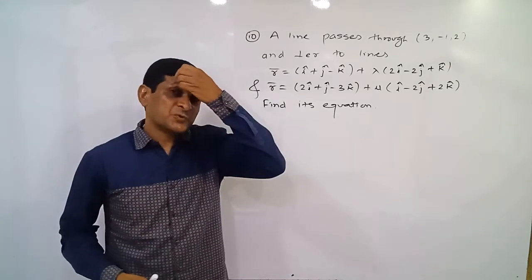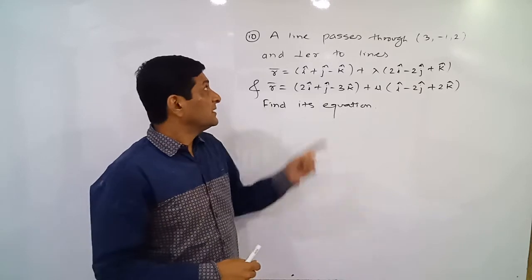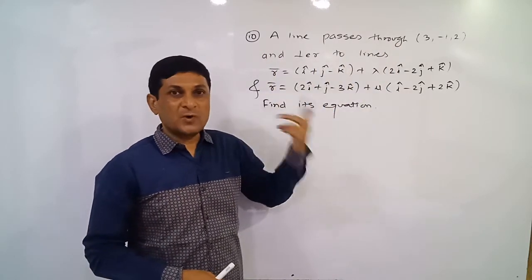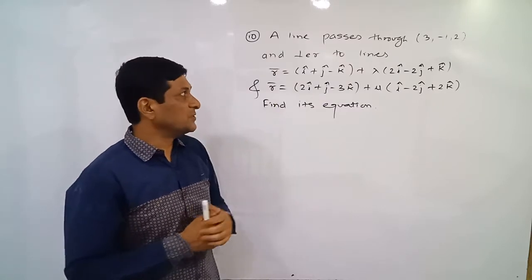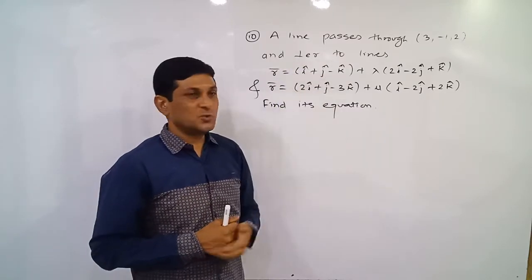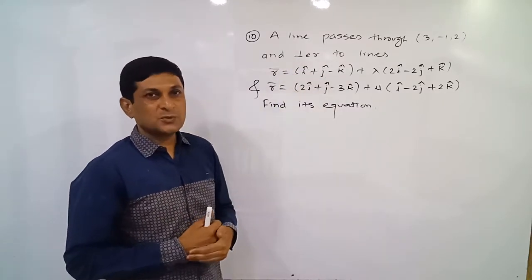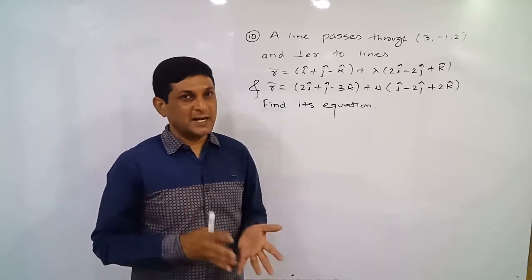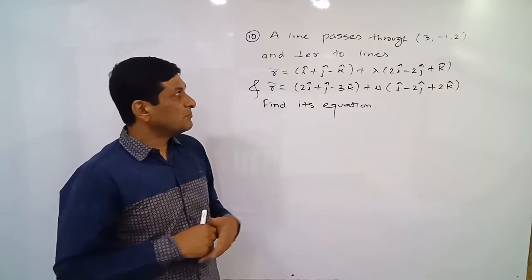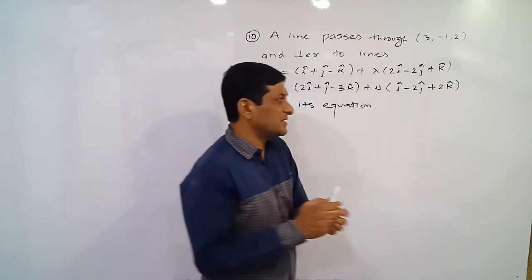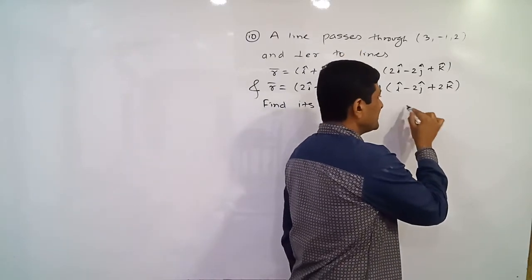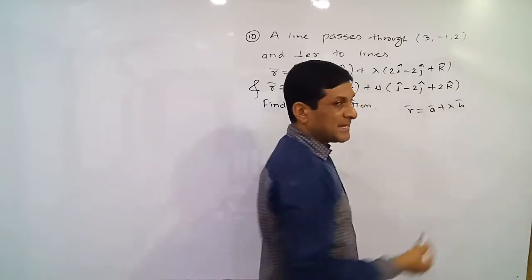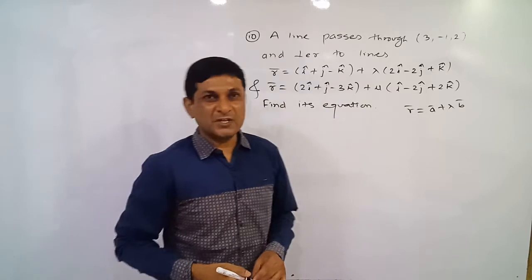Now let us try to solve example number 10 here. In question number 10, a line passes through one point, means coordinate of one point on the line is given to us, and it is perpendicular to two lines. Find its equation. Here it is not given whether to find the equation in vector form or Cartesian form. That is our choice. But as it stands, only one point is there. So we have to apply this formula: r bar is equal to a bar plus lambda b bar. Applying this formula, we are able to find the equation of line.